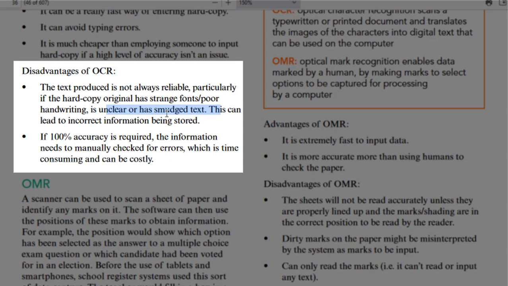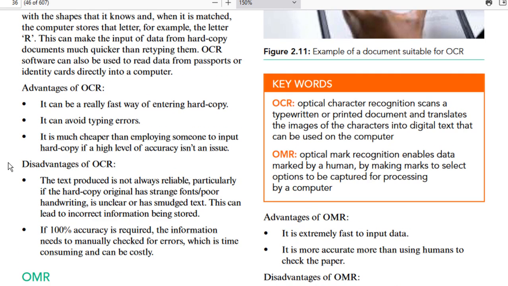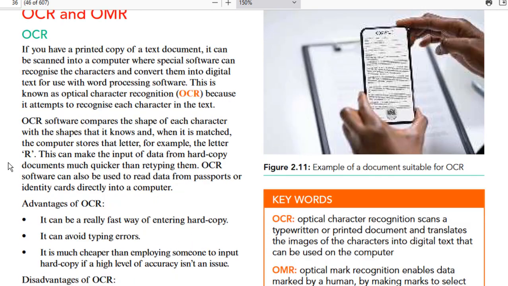Is unclear or has smudged text. This can lead to incorrect information being stored. If 100% accuracy is required, the information needs to be manually checked. It needs to be manually checked, which is time consuming and can be costly. Now that was OCR, which is short for optical character recognition.